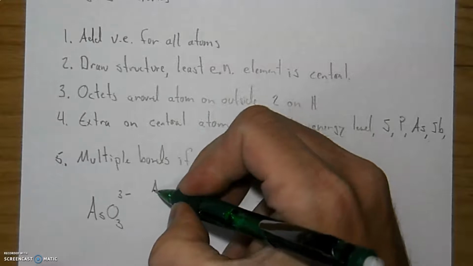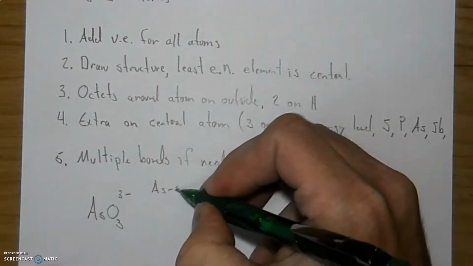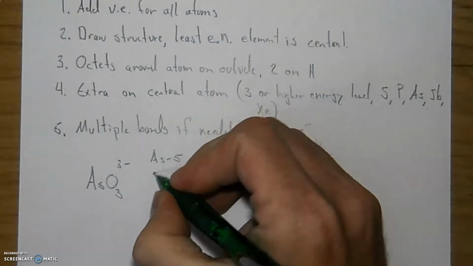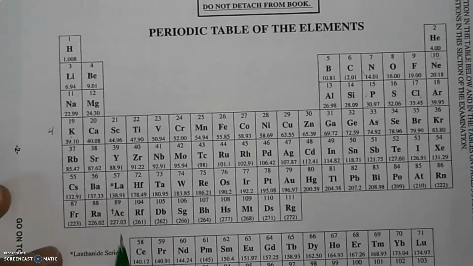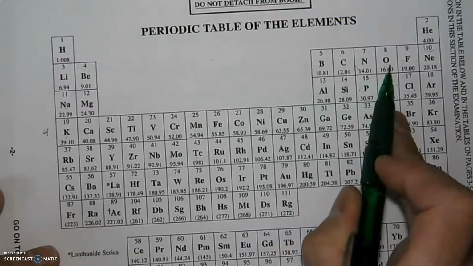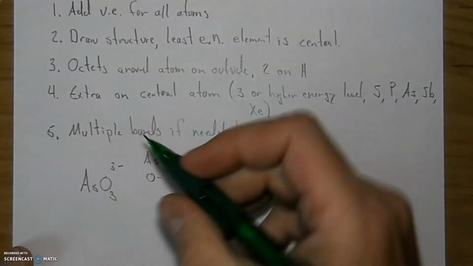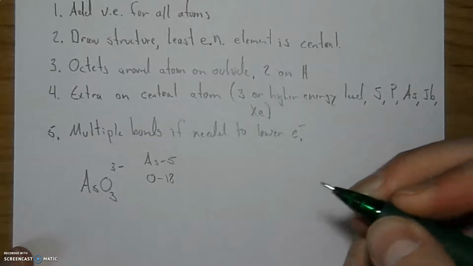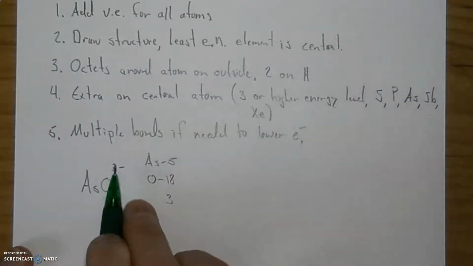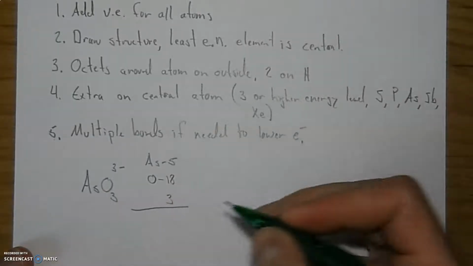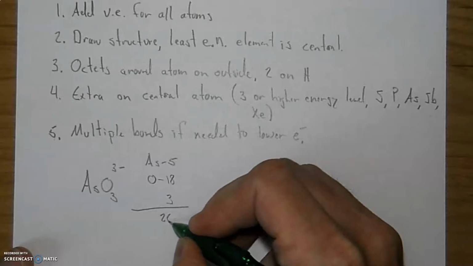And we'll do a little inventory here. Arsenic, there they are. It's got its 5. Oxygen. Now oxygen has 6 each, so we'll do that really quick. 1, 2, skip this section, 3, 4, 5, 6. 6 valence electrons for each oxygen. I've got 3 of them, so I've got a total of 18. And then I have 3 extra electrons from here, so it has a 3 negative charge. If we add this whole thing up, it's 26.